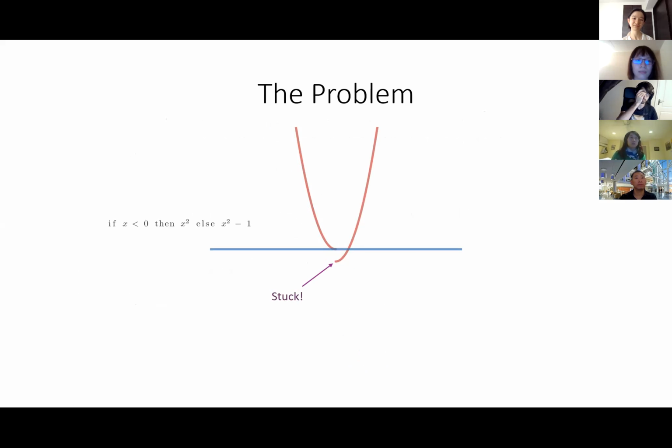So for all intents and purposes, the information that we get from the derivative of this function tells us that there's no further left to go at this point. Unfortunately, there's this lower point down here, and the traditional derivative does not capture this information.